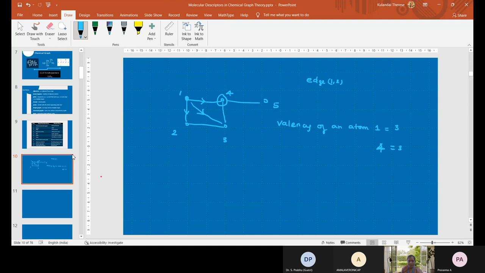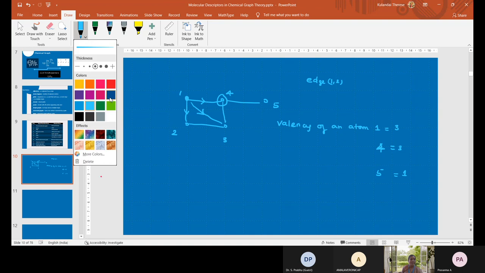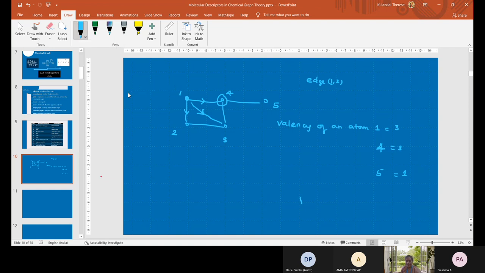Suppose, what is the valency of atom 5? The valency of atom 5, it is related only with 4. Therefore, the valency of atom 5 is 1. Otherwise, in graph theoretical terms, we say that it is a degree. Therefore, the degree of vertex 1 is nothing but 3.